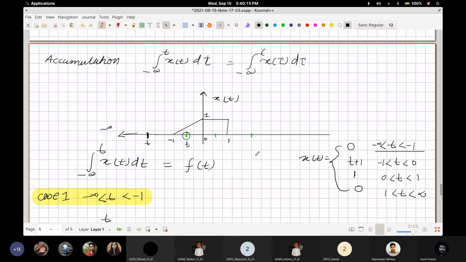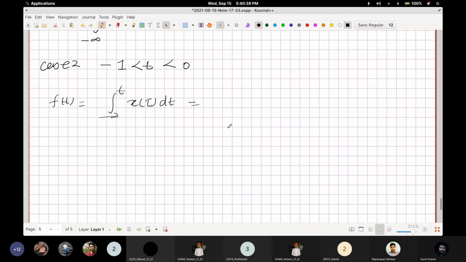Can somebody tell me now? Sir, up to minus 1 it is 0, and for minus 1 to 0 it is t plus 1. We are integrating from minus 1 to t, we are not going up to 0. Where are we going? Up to t. So from minus 1 to t it is t plus 1, right? So we will be writing it like this only, in two parts. So I can write this integration in two parts: from minus infinity to minus 1, what is this? 0 dt. And what do we get second? From minus 1 up to t. What is its value? t plus 1, right? dt.